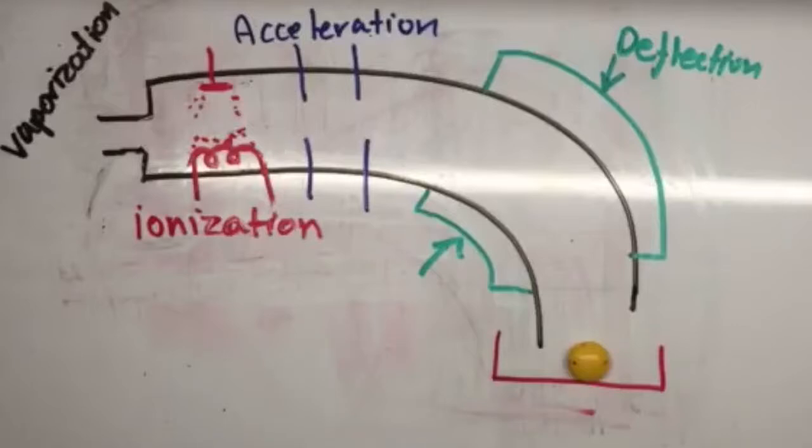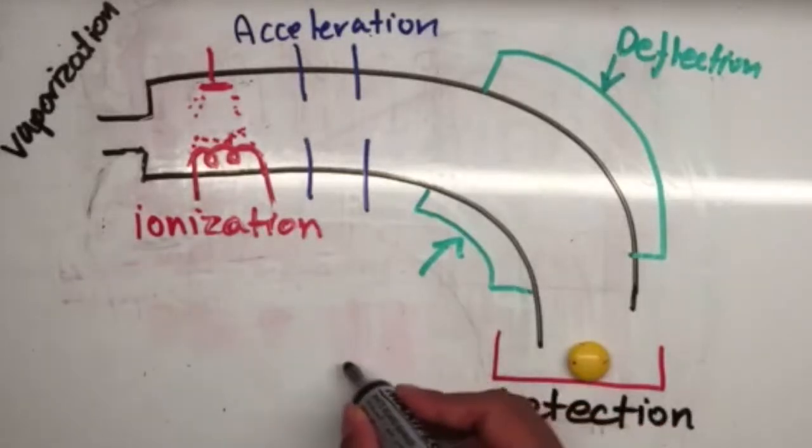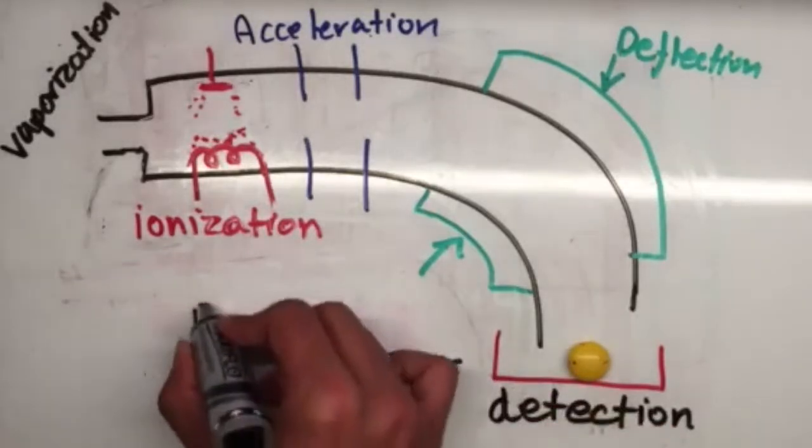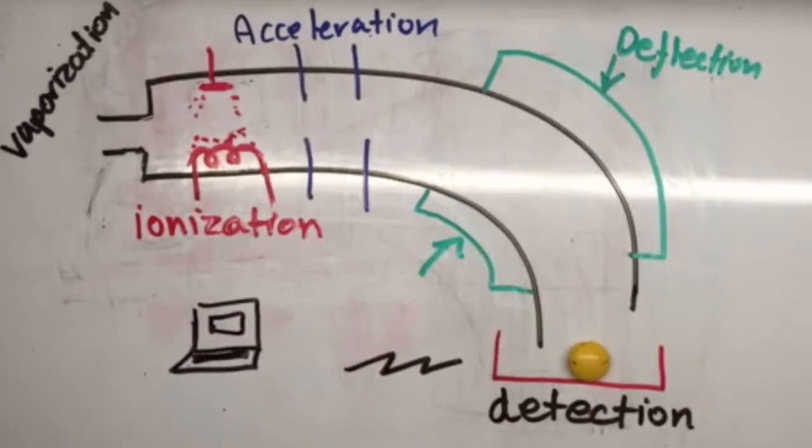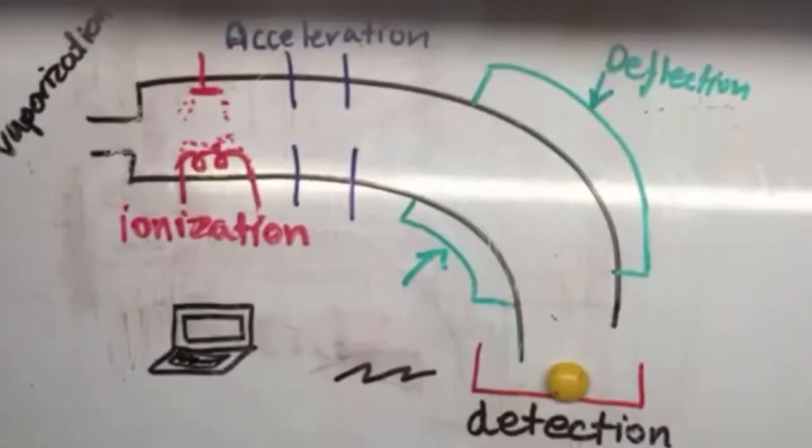Finally, the last stage of this process is detection. I land on a scale known as the detector. This measures the ions relative to the m/z ratio, where m is the mass and z is the charge number of ions. The information is electronically sent to the recording device, which shows me my mass.